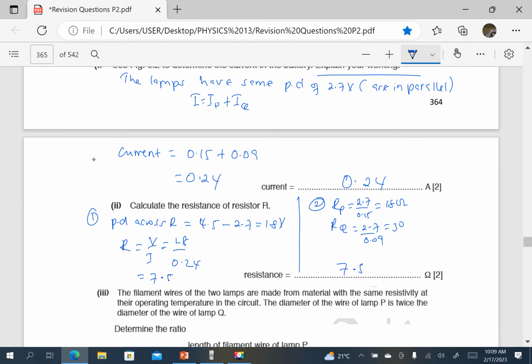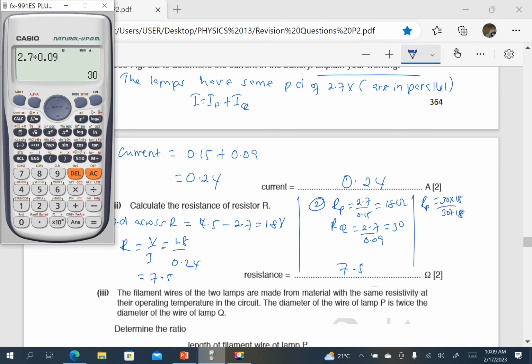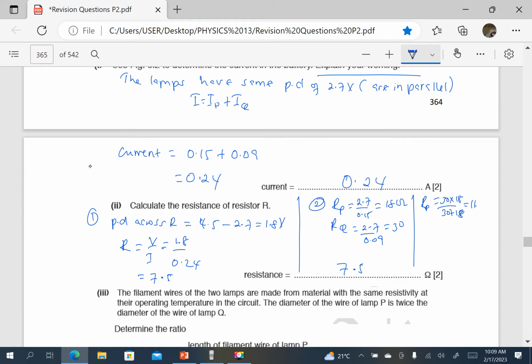And remember, these ones are in parallel, so we can find the total resistance in parallel. I'll call it R parallel, which is product over sum because there are only two. So that would be 30 times 18 divided by 30 plus 18, which is 11.25. So total resistance in parallel is 11.25.